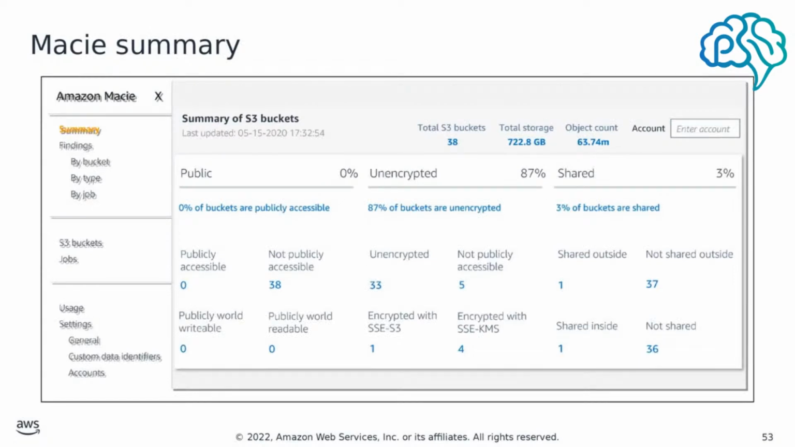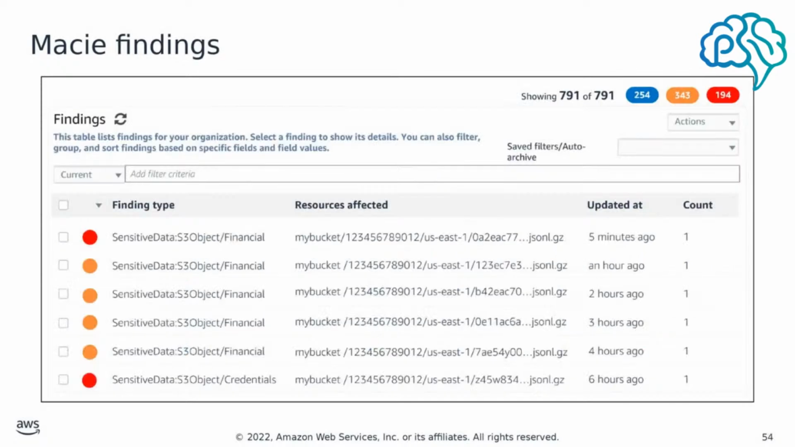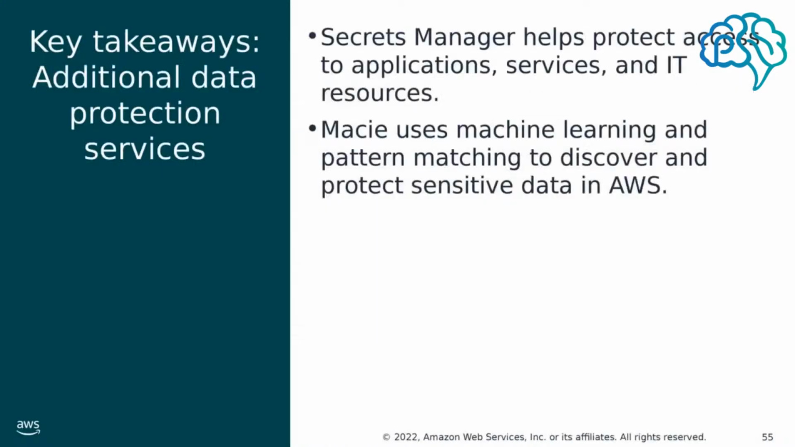So in summary, what does Macie actually do? Well, it gives you a console here that shows you a high-level security overview of what's happening. And then you could look at the findings as well, and it would show you different things that are happening. So the key takeaways for this would be that Secrets Manager helps protect the access to applications, services, and resources. And then Macie is an ML and pattern matching service that protects sensitive data.